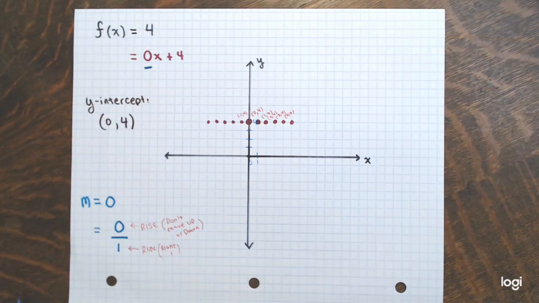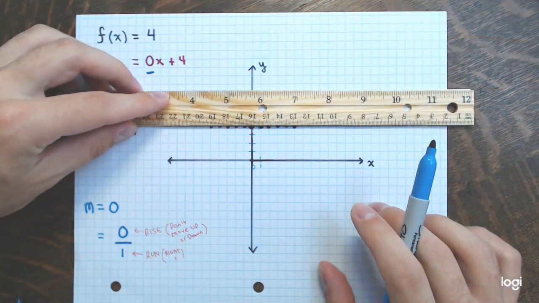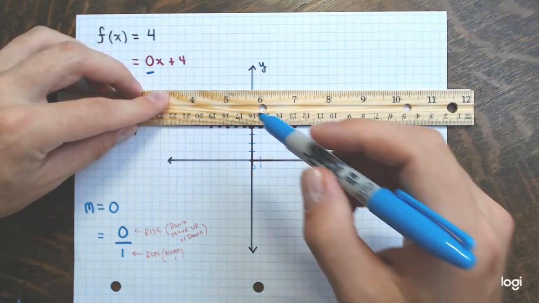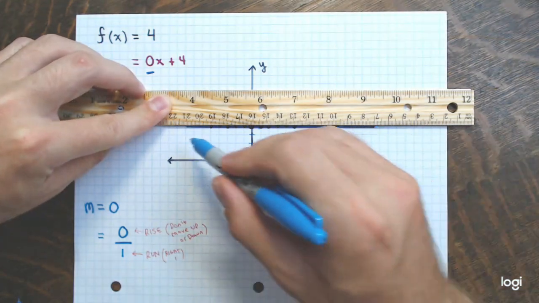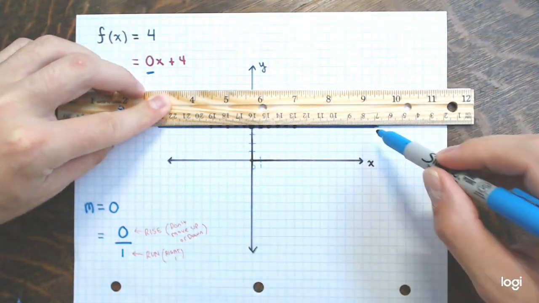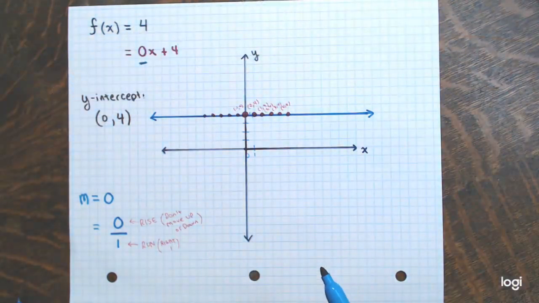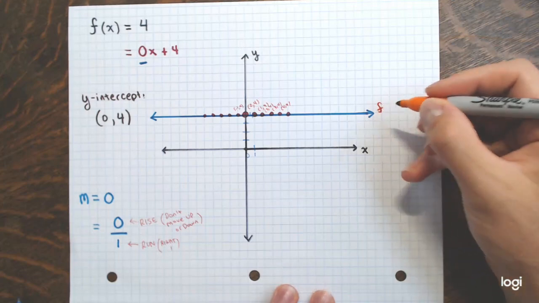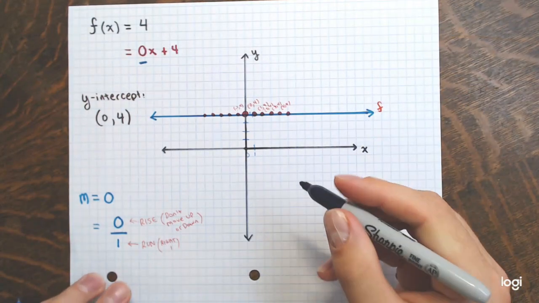And so what we're seeing here is I have a horizontal line, right? Every single point on this graph has a y coordinate of 4, right? So it's parallel to the x-axis. All right. So there's the graph of this function called f. And what we're getting here is a horizontal line, right?